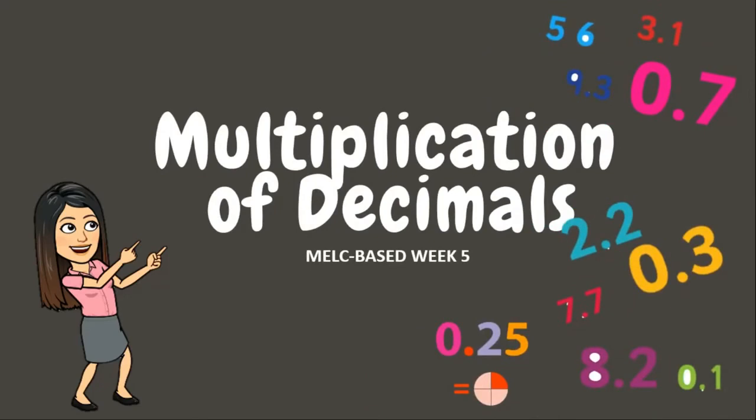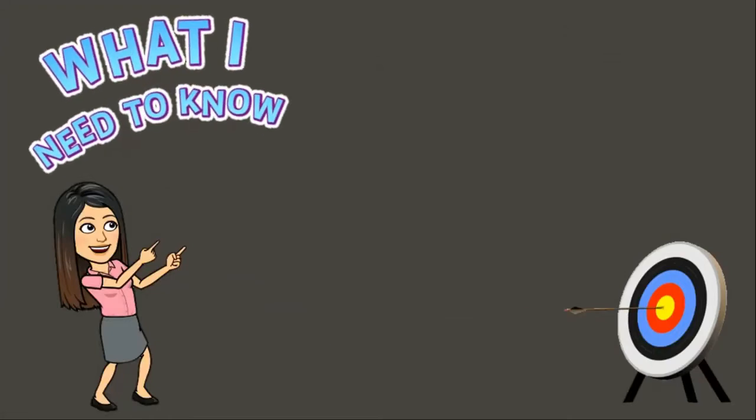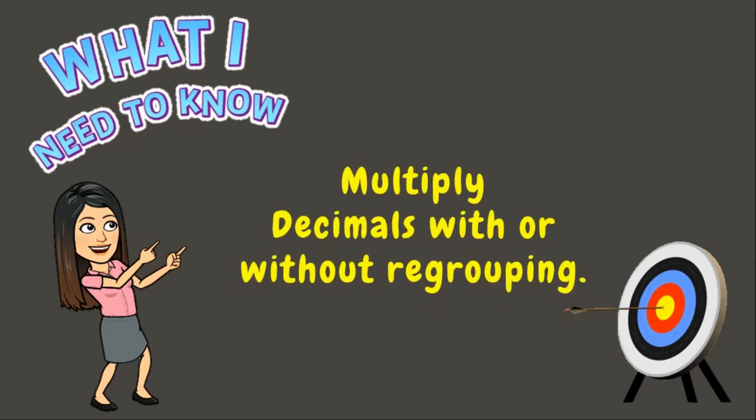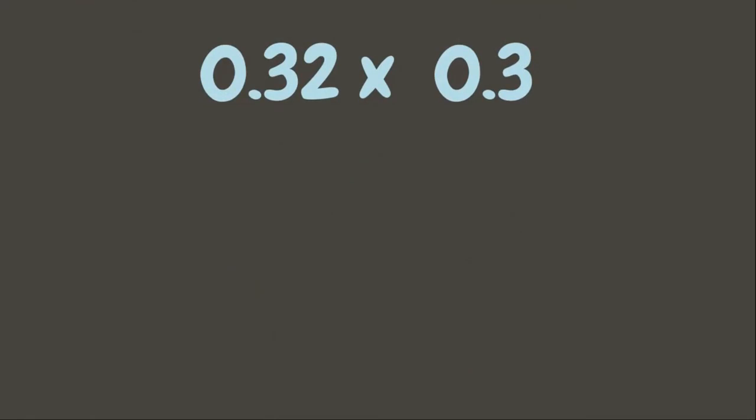Multiplication of decimals. Good day, students. Welcome back to my classroom. For today's lesson, you are going to learn how to multiply decimals with or without regrouping. Let us start. Let's have this first example. 32 hundredths times 3 tenths.